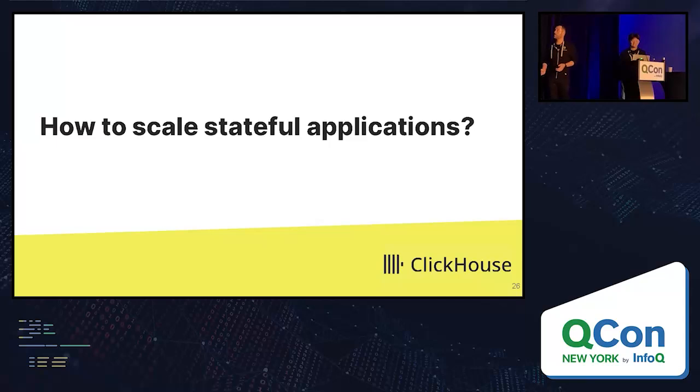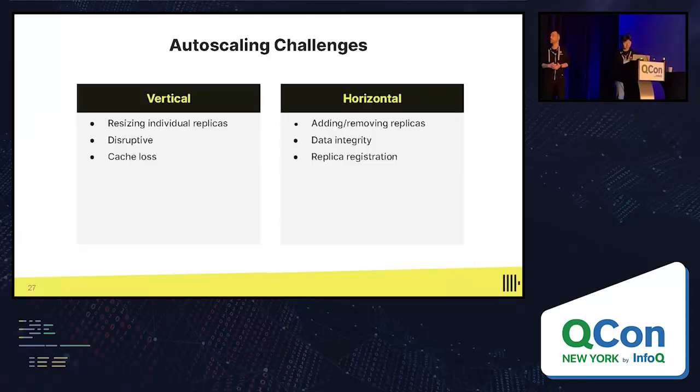And we do this with something called autoscaling. So there's 2 types of autoscaling that we have. We have vertical and horizontal. On the vertical side, this refers to the size of the individual replicas, so the amount of CPU and memory that they each have. There are some technical complications with this.